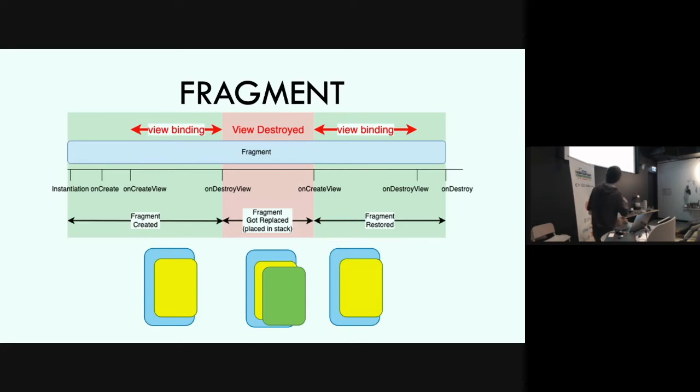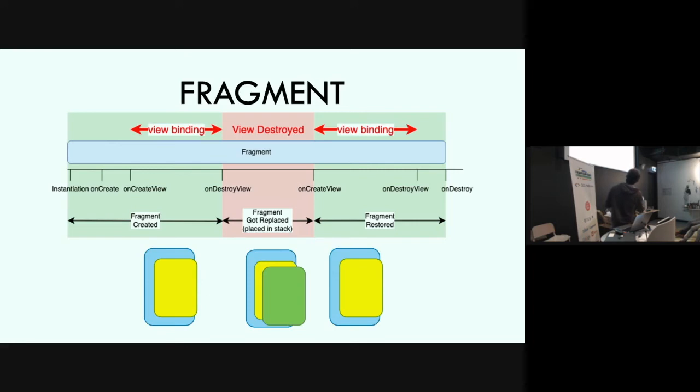So this is your activity, the yellow color is a fragment, right? Once you bind your view, it's awesome. But at the same time, using the same activity, you can replace your fragment. Once the fragment is being replaced, the old fragment is not dead, it's still alive. But then the view is being destroyed. So in this case, when the view is being destroyed, the fragment is still alive.